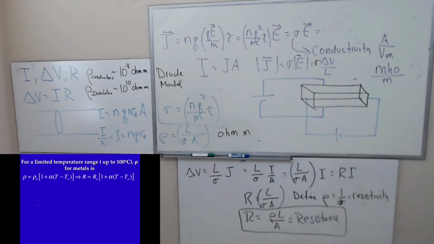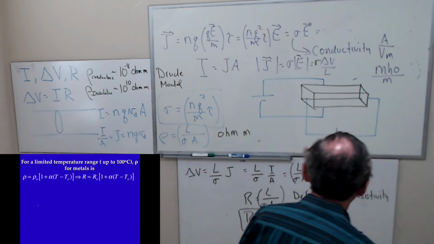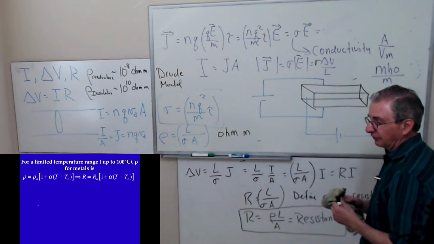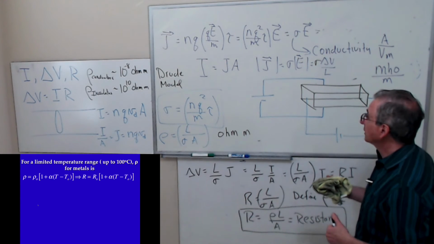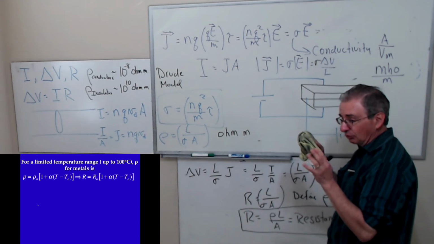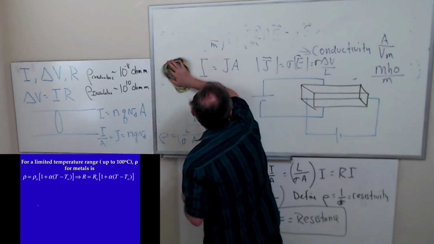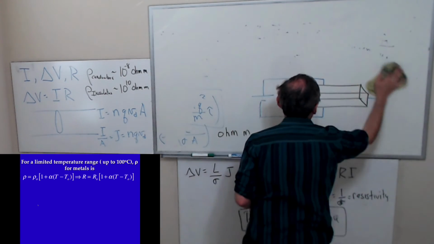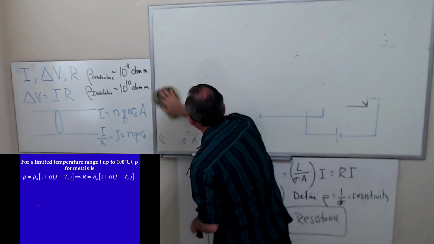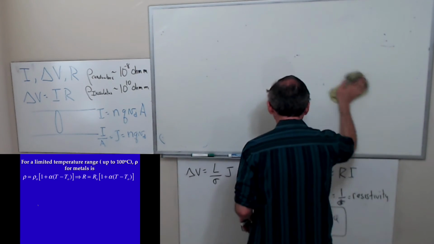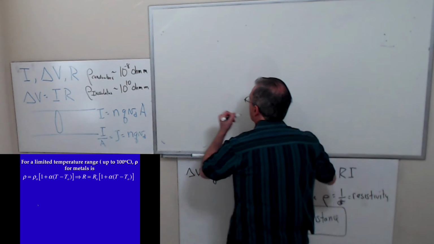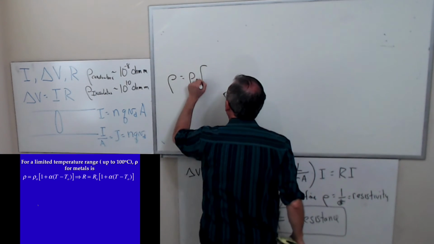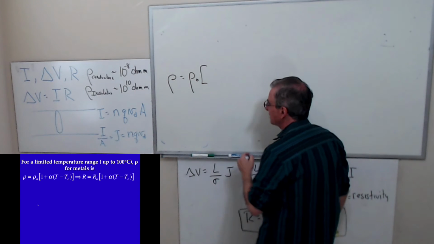Now, the resistivity rho does depend on temperature. And resistivity is hard to derive. So people have done experiments to look at the resistivity of a material as a function of temperature over a limited range of temperature. The resistivity has the following form. And those of you who had physics 215, Price-Sonne equation, it looks like this.